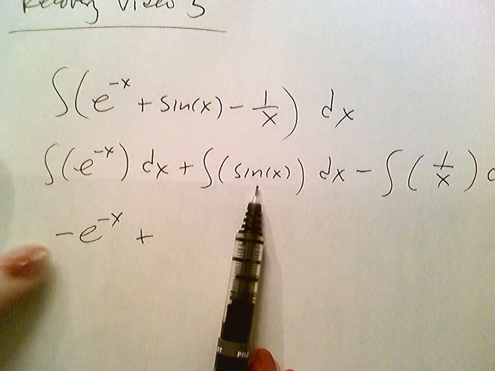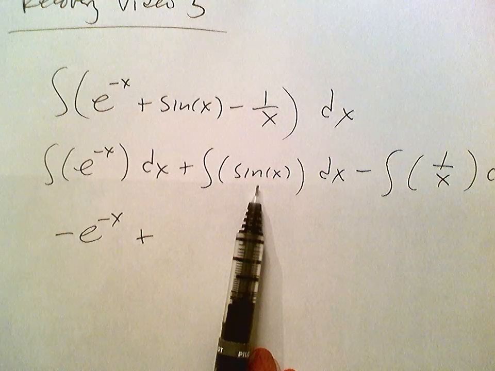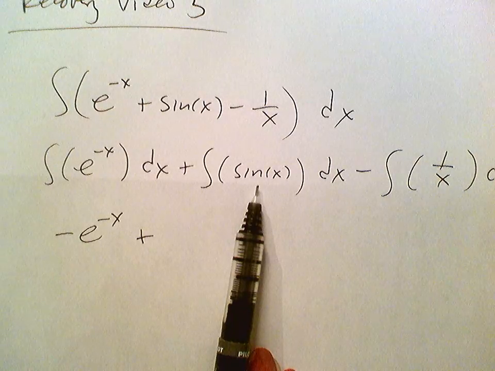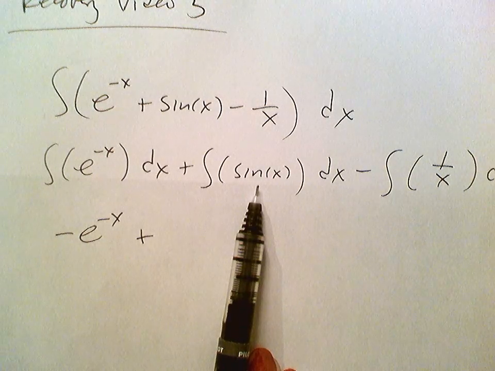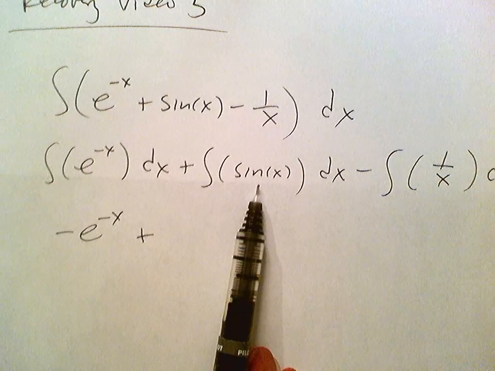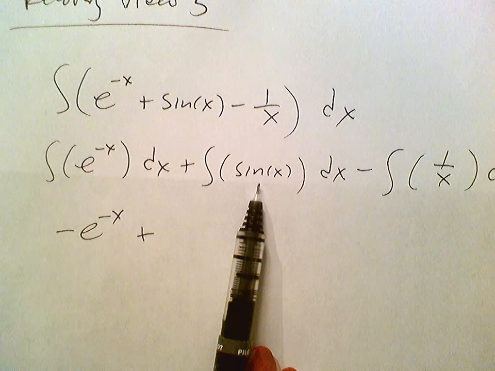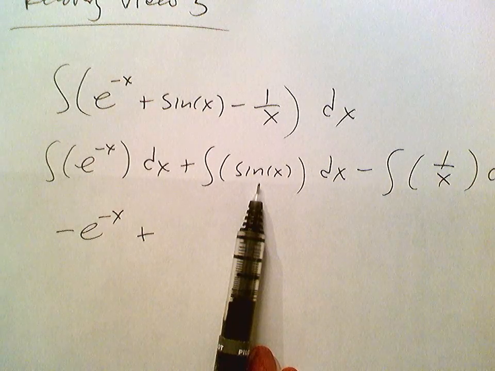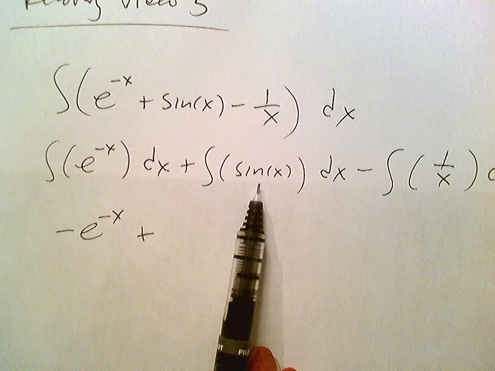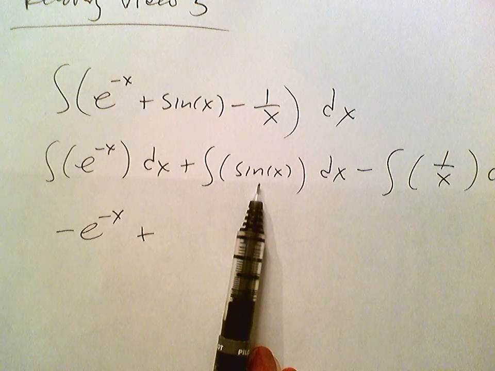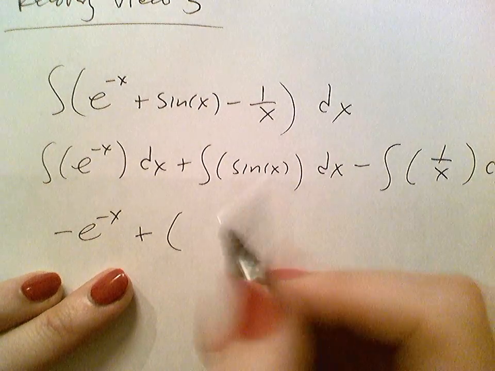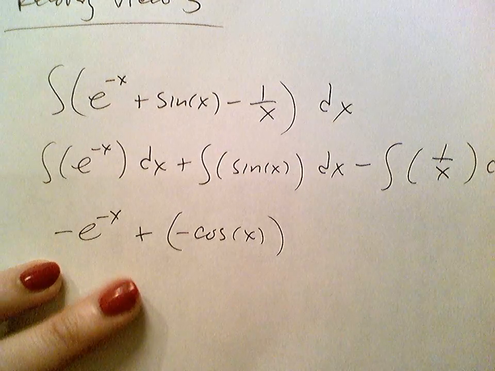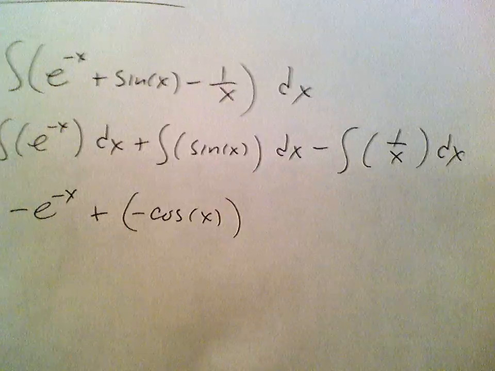The antiderivative of sine, this one I always have to think about, but imagine this. You took the derivative and you got sine. Well, the derivative of cosine is negative sine. So if I took the derivative and I got positive sine, the original would have had to be negative cosine. Or just memorize it. So the antiderivative is negative cosine of x. We need a plus c, but that'll be at the end.